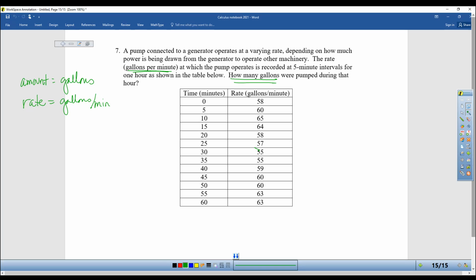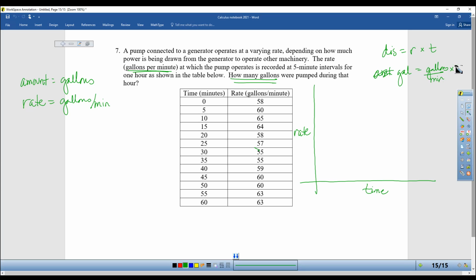All right, now we're going to bring the whole thing together. I want to integrate. I don't have a function. But integral means, I hope you're saying it in your head, integral means area. So I'm going to find the area under this curve. Here's time and here's rate. And we know that distance is equal to rate times time. But in this case, amount, actually, I'll just go ahead and change it to gallons, is equal to gallons per minute times minute.